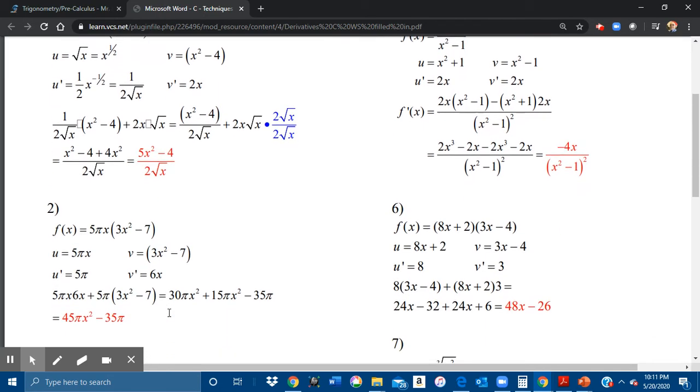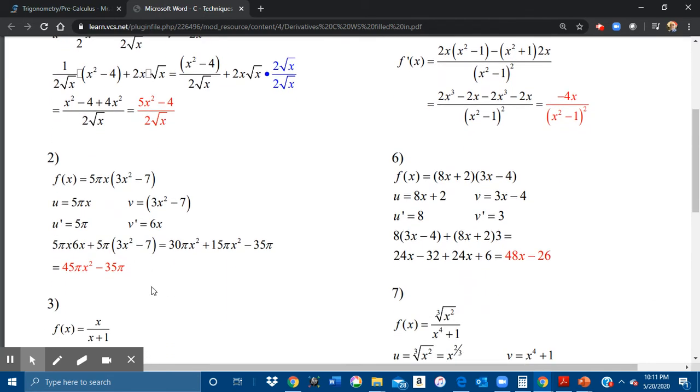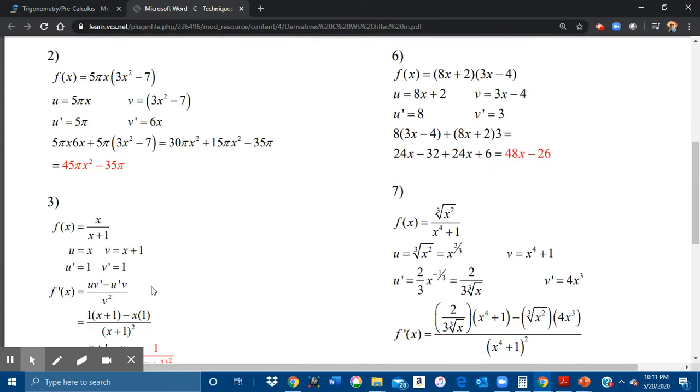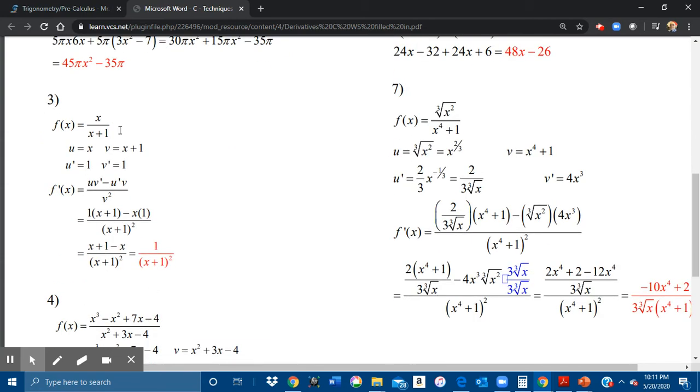All right, we are going to skip number 2. We are going to move on to number 3. All right, here we have to apply the quotient rule. So I've got x over x plus 1. So my numerator is just x. That's going to be my u. My denominator is x plus 1. That's going to be my v. Well, u prime, the derivative of x is just 1. And v prime, the derivative of x plus 1 is just 1.